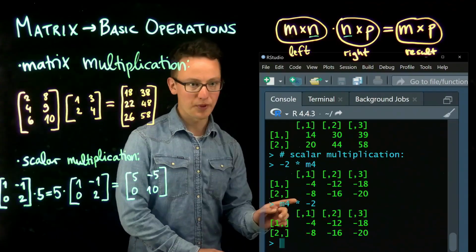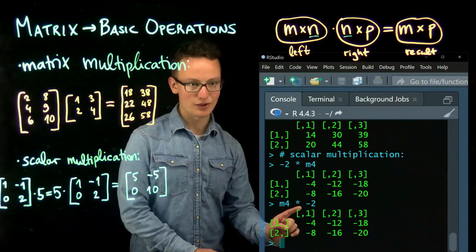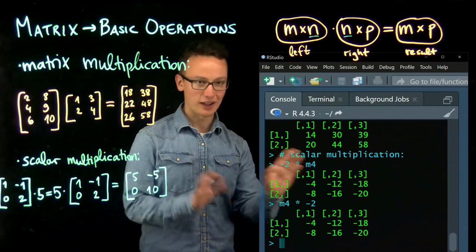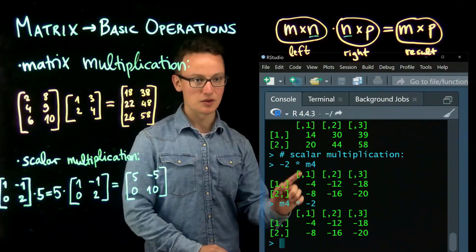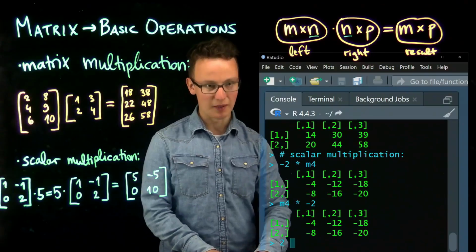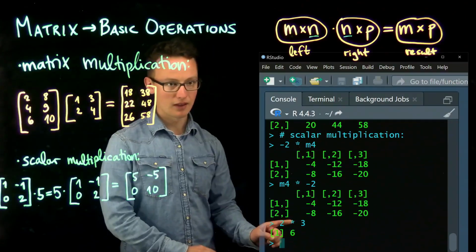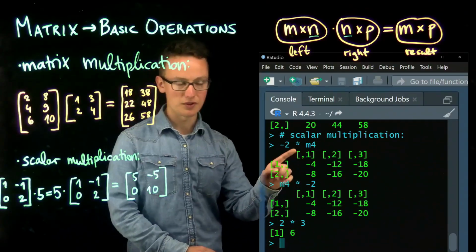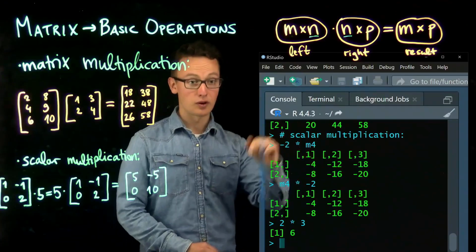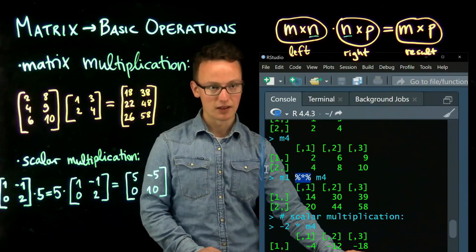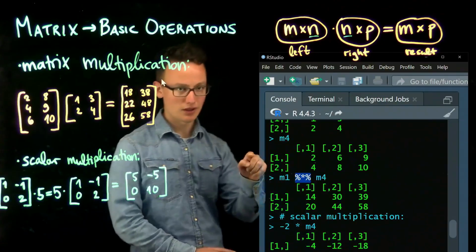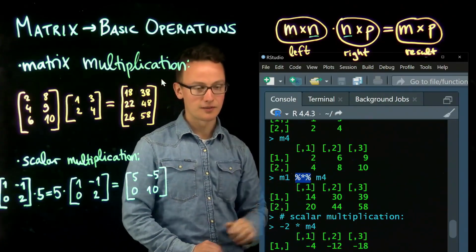Also note, the operator in R for the scalar multiplication is just the normal asterisk without any percentage signs, just the simple asterisk that we also use if we want to multiply two numbers, let's say 2 times 3, okay? It's the same symbol if we want to do scalar multiplication. For matrix multiplication, we have to use this special operator instead, which is the percentage asterisk percentage sign.